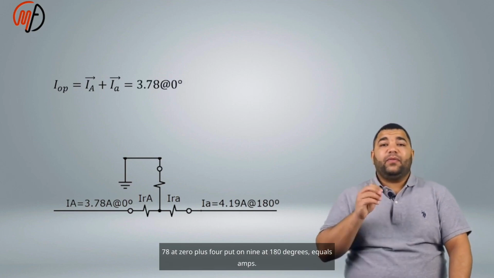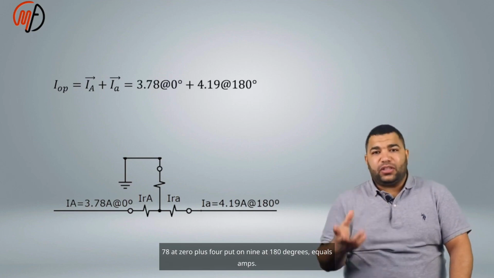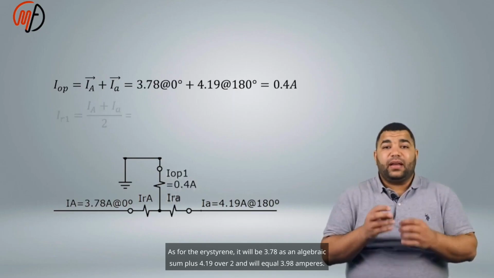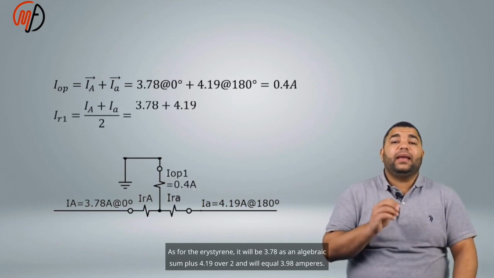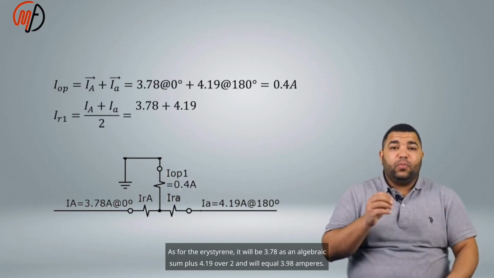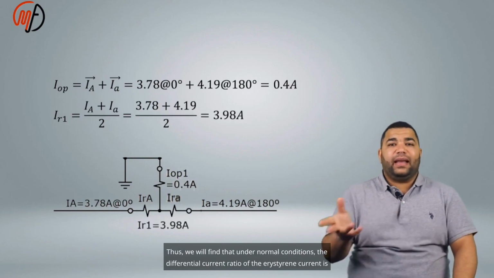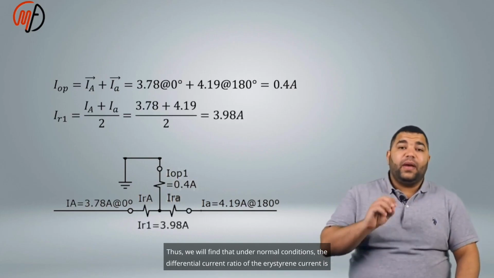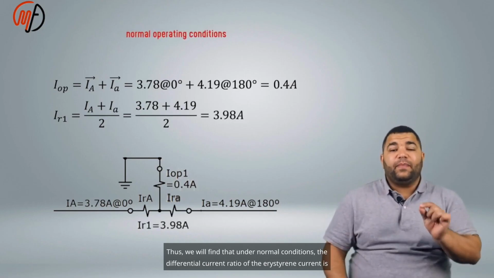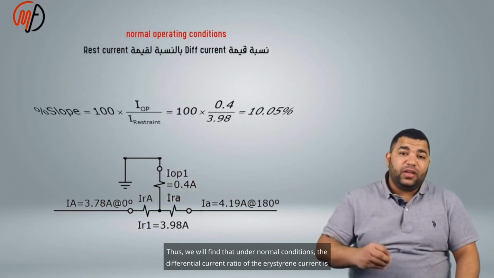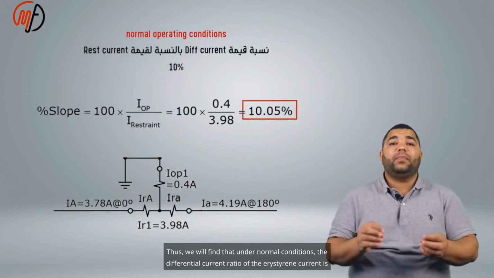3.78 at 0 plus 4.19 at 180 degrees equals 0.4 amps. As for the restraint current, it will be 3.78 as an algebraic sum plus 4.19 over 2 and will equal 3.98 amperes. Thus, we will find that under normal conditions, the ratio of the differential current to the restraint current is 10%.